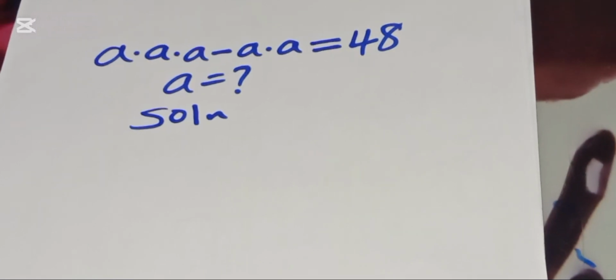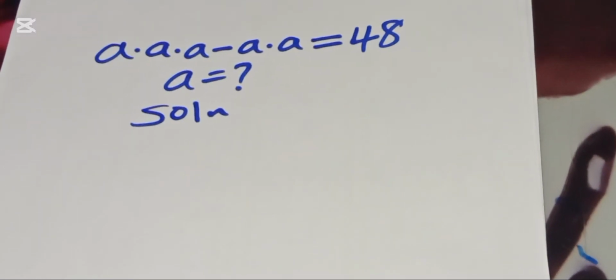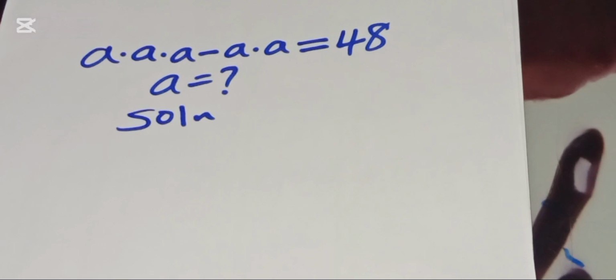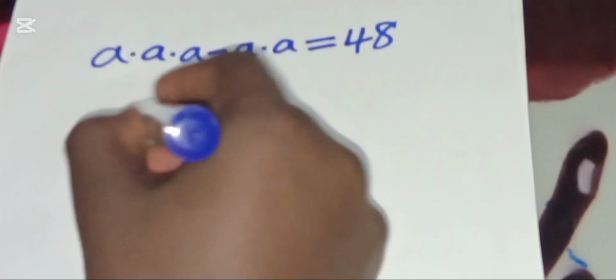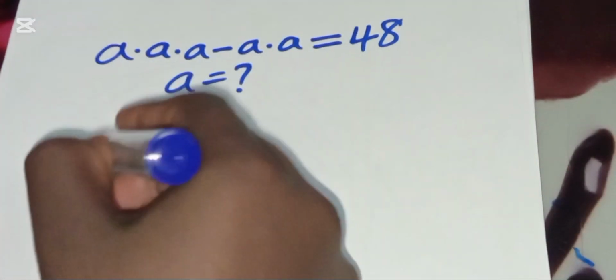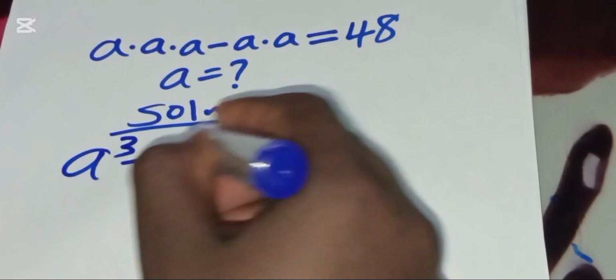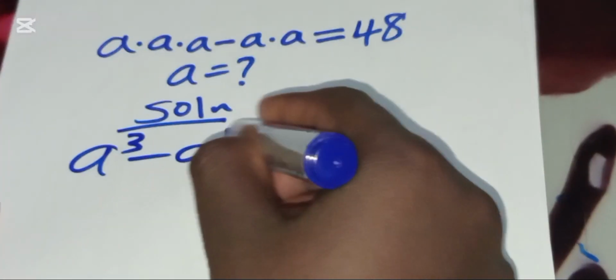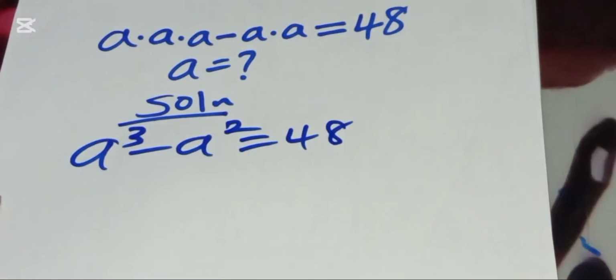Let's present a solution given this nice algebra problem: a times a times a, subtract a times a, is equal to 48. So what is the value of a? From here, a times a times a is a cubed, subtract a times a, which is a squared. This is equal to 48.